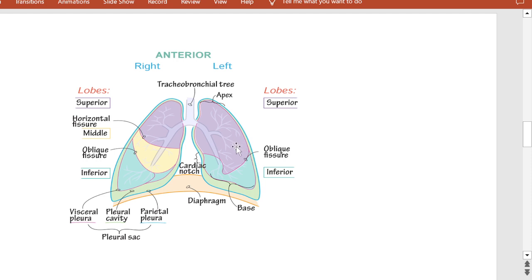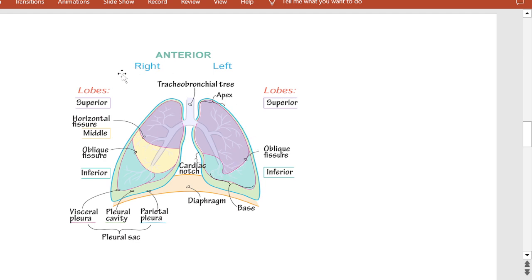So this is the left lung and this is the right lung. The left lung, as I said, has two lobes, the superior lobe and the inferior lobe. The upper portion is called the superior lobe and the lower portion is called the inferior lobe. The superior and inferior lobes are divided by an oblique fissure. A fissure is what separates two lobes, a division, and here it forms an oblique fissure. So that is about the left lung.